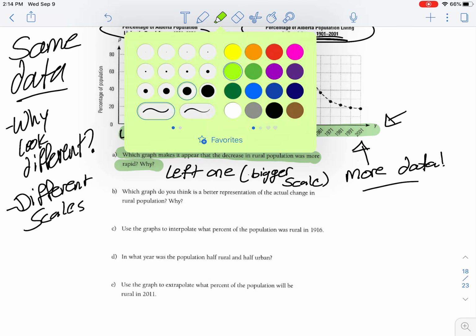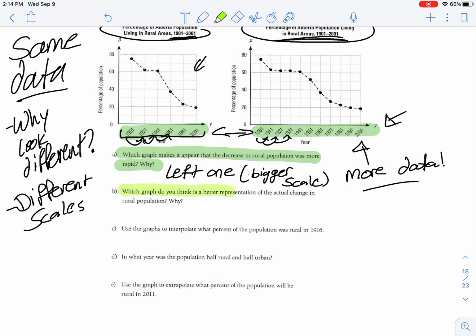Which graph do you think is a better representation of the actual change in rural population? Well, it would definitely be the right, because it shows a more truthful graph. I mean, this is over a span of 100 years, okay? You should show a lot of data points for 100 years. It shows more data.